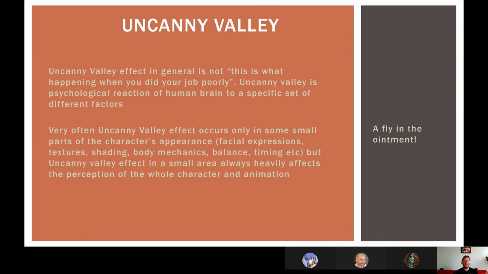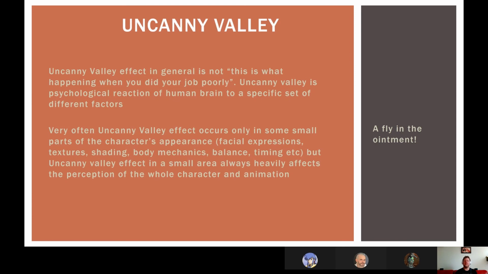So the Uncanny Valley effect is, in general, not what happens when you did your job poorly. No, the Uncanny Valley is the psychological reaction of the human brain to a set of different factors. Very often the Uncanny Valley effect occurs only on some small parts of the character's appearance: facial expressions, some flaws with the facial animation, the quality of the textures or the way they apply shading, lighting, body mechanics, balance, timing, all that stuff. Very small problems cause a lot of problems for the character in general. The Uncanny Valley effect in a small area always heavily affects the perception of the whole character and the whole animation.